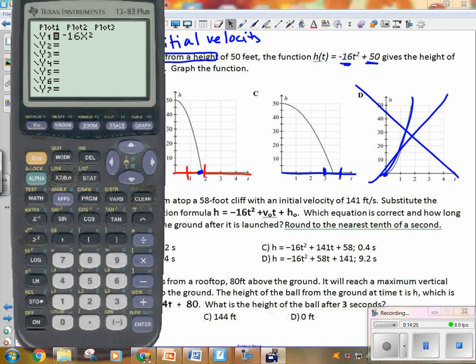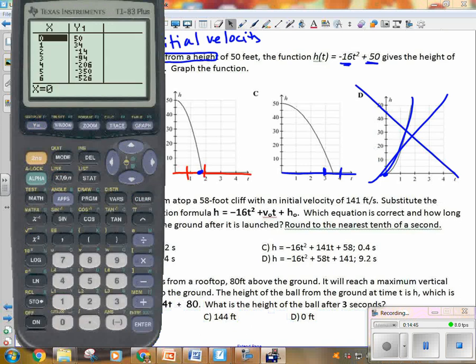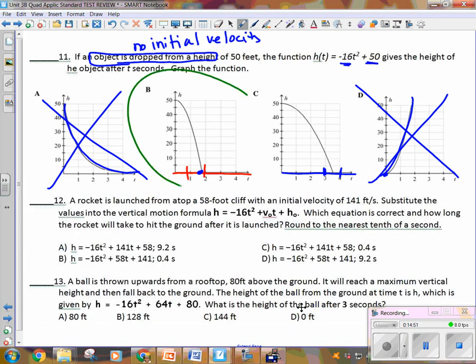At 1 second, we're at 34, and at 2 seconds, I'm negative. Remember, when you go from positive to negative, that means that you have already hit the ground, and that happens between 1 second and 2 seconds, not between 3 seconds and 4 seconds, because at 3 seconds, we're already on the ground. So that means my answer choice for this one should be B.